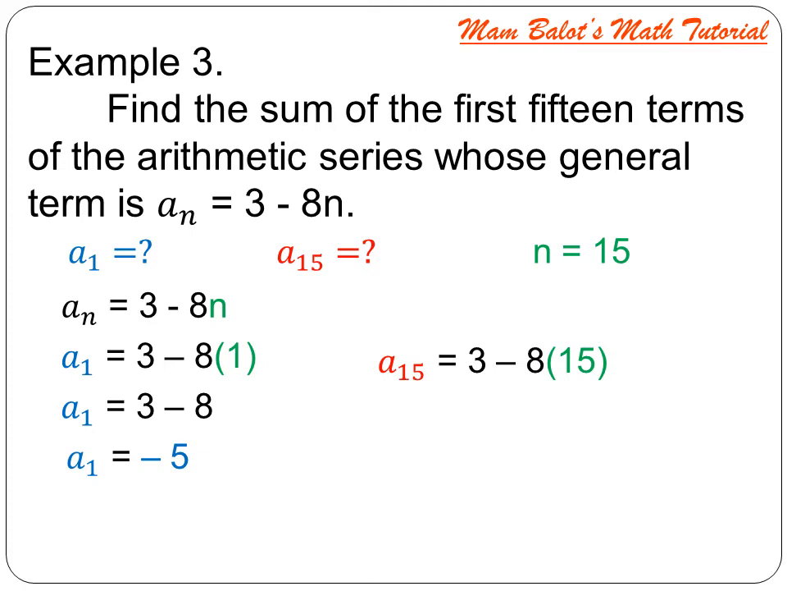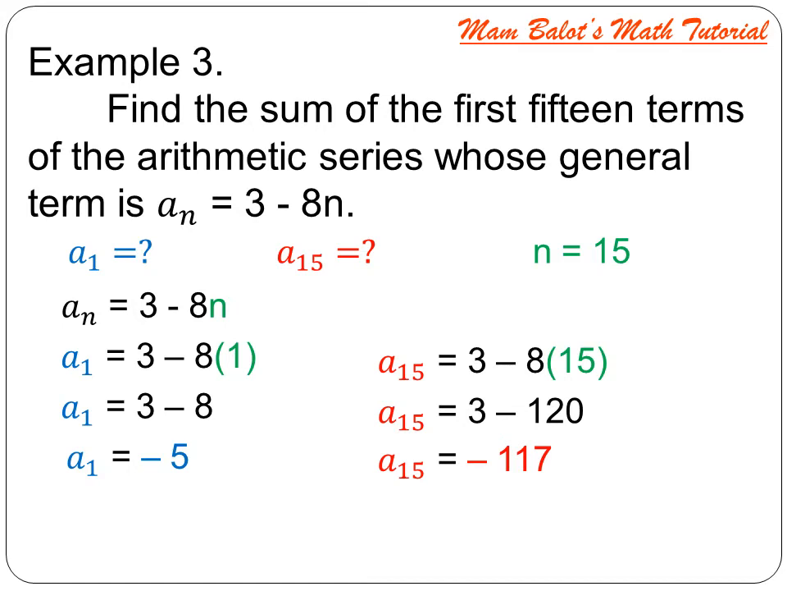So 8 times 15 is equal to 120. And 3 minus 120 is equal to negative 117. So our 15th term is negative 117.